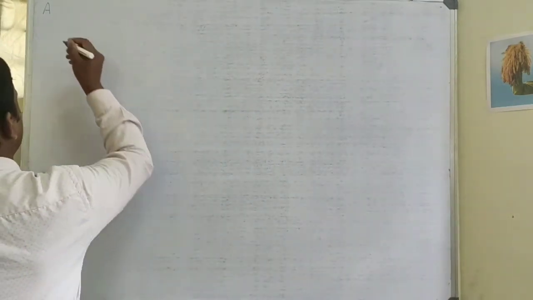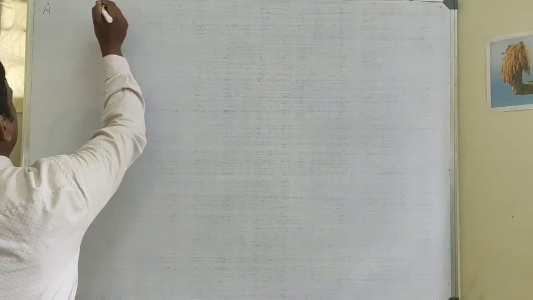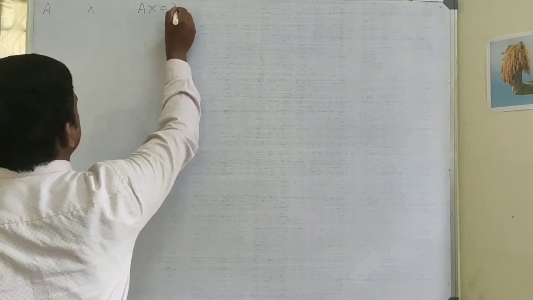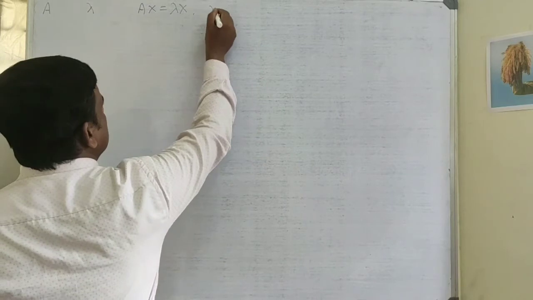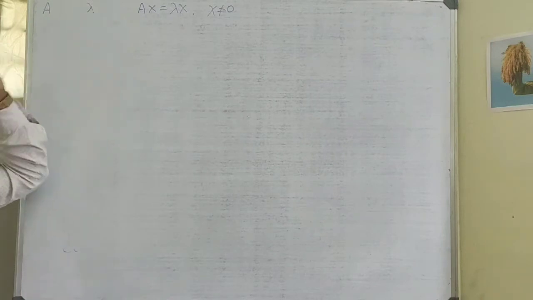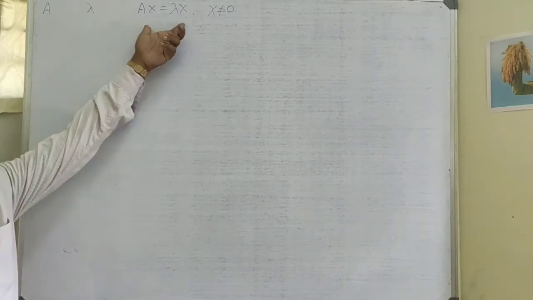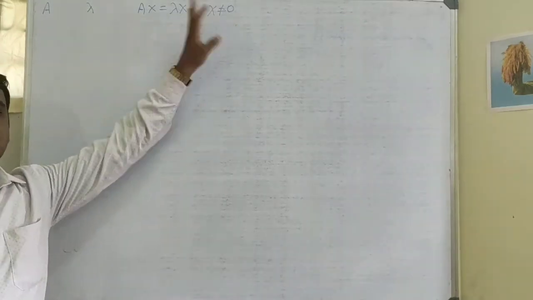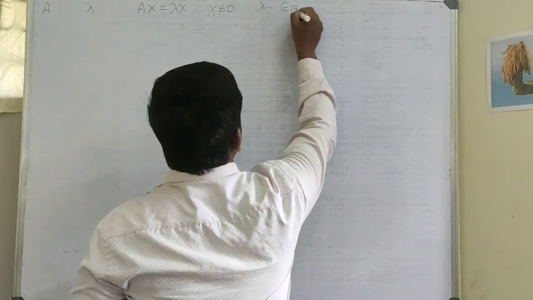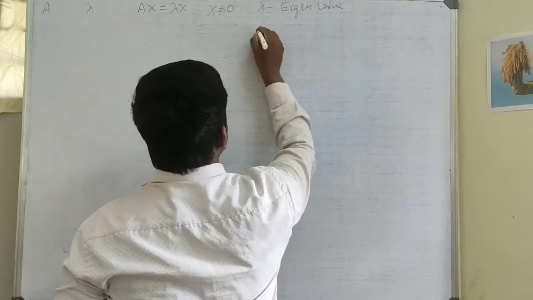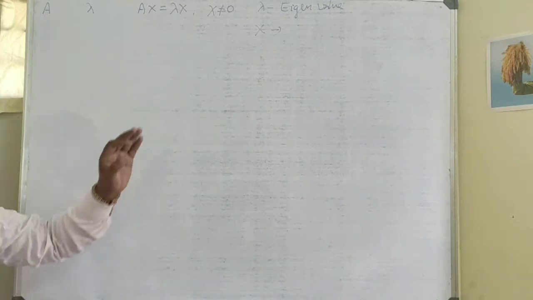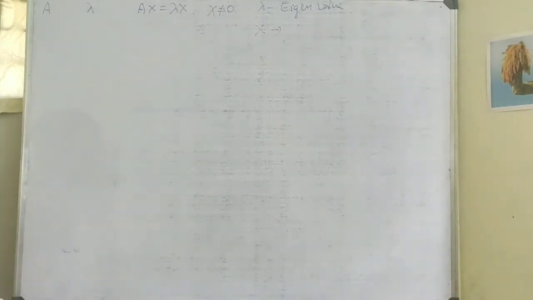I have a square matrix A. Then any scalar lambda satisfying the condition Ax equal to lambda x, where x is a non-zero column vector, is called an eigenvalue. Sorry, lambda may be 0. And the corresponding x is called the eigenvector of A corresponding to the eigenvalue lambda.